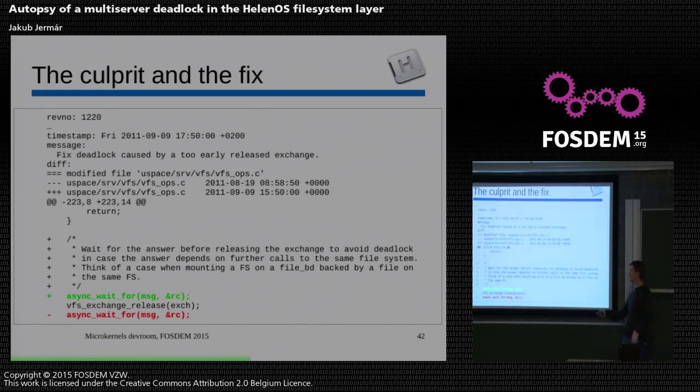So the bug is, you need to swap the order of these two operations. You first need to wait for the message, which keeps that IPC connection occupied until it's answered, and only after you receive the answer for the VFS out mount request can you release it for further reuse. Right?